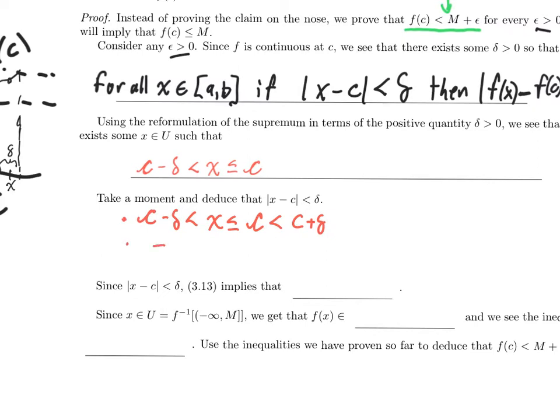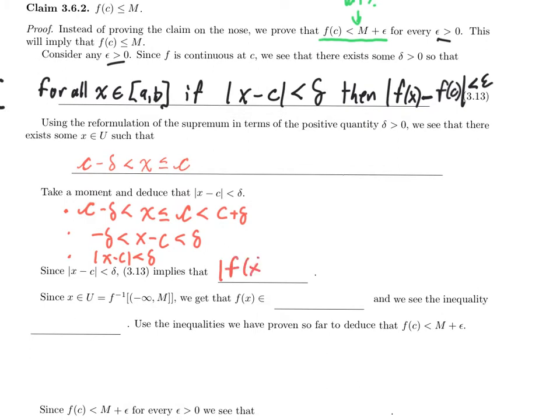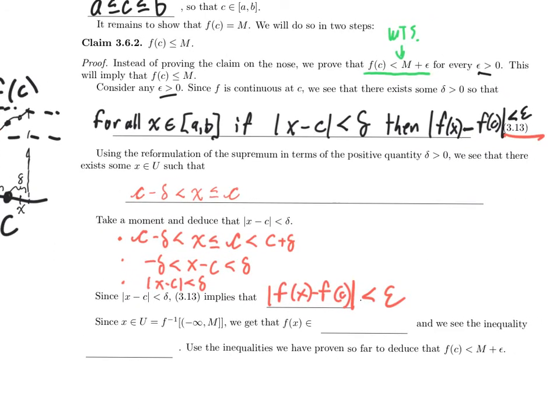Out of that, we get minus delta is less than x minus c is less than delta. So the absolute value of x minus c is less than delta by properties of absolute value bars. But then the absolute value of x minus c is less than delta. That means the absolute value of f of x minus f of c is less than epsilon by 3.1.3, which is right here. If the absolute value of x minus c is less than delta, then the absolute value of f of x minus f of c is less than epsilon. If I know the absolute value of x minus c is less than delta, then I get the absolute value of f of x minus f of c is less than epsilon. Cool.